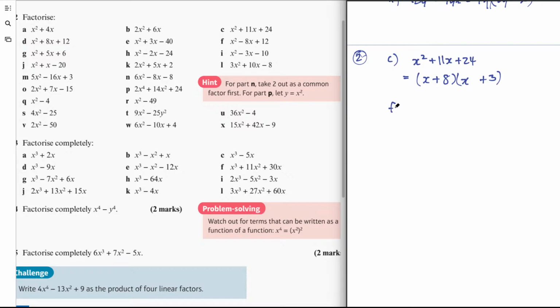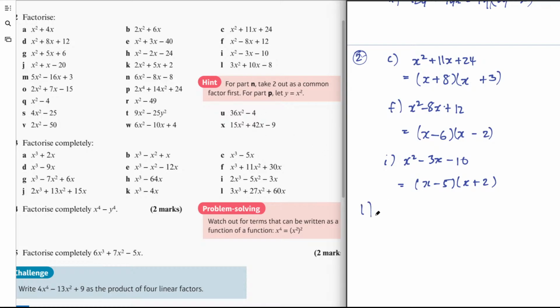plus 24. Part F, x squared take 8x plus 12. Looking for factors of 12 that make negative 8. 6 and 2 make 8. So negative 6 and negative 2 would make negative 8 and positive 12. I, x squared take 3x take 10. Factors of 10 that make 3, 5 and 2. So then we need a negative 5 and a positive 2 to make negative 3 and negative 10.